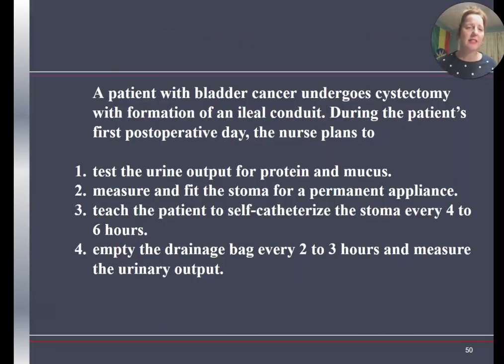And last but not least, the patient with bladder cancer undergoes a cystectomy with formation of an ileal conduit. During the patient's first post-operative day, the nurse plans to: 1, test the urine output for protein and mucus. We talked about that already. 2, measure and fit the stoma for a permanent appliance. We know better there. 3, teach the patient to self-catheterize the stoma every 4 to 6 hours. Do we need to do that? Or 4, empty the drainage bag every 2 to 3 hours and measure the urinary output. Ding, ding, ding.